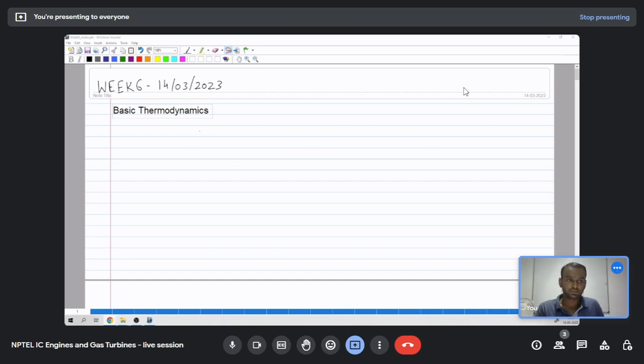Today, we will start with the basics of gas turbines. And before moving on to the gas turbines, we will just brush up some basics of thermodynamics first, and then move on to gas turbines. So, in thermodynamics, we have some terminology called system and surrounding.